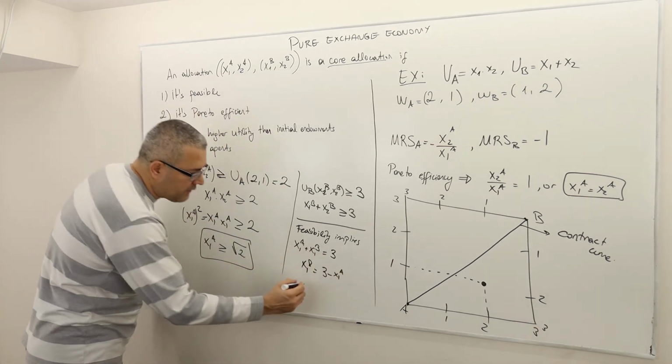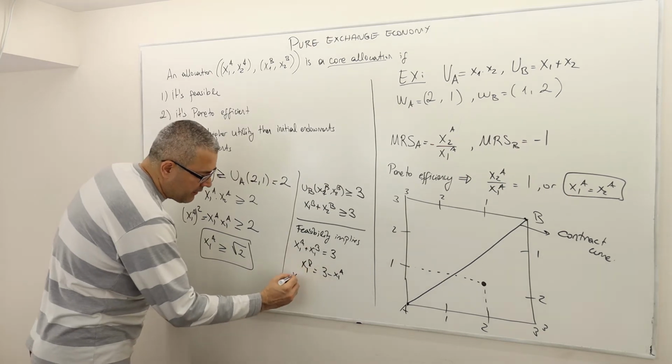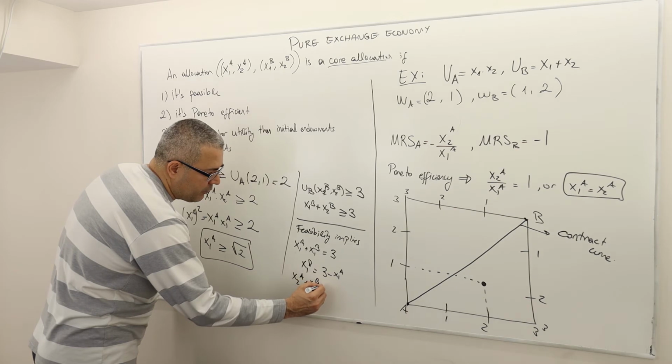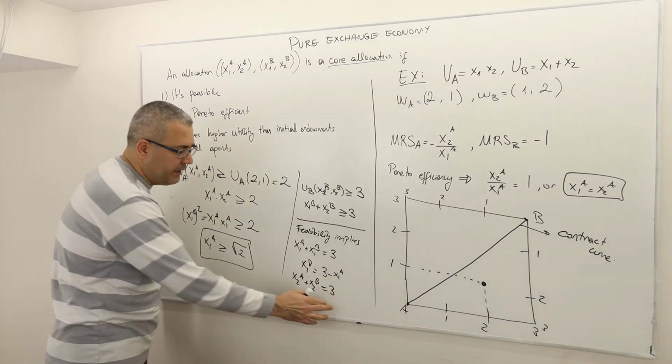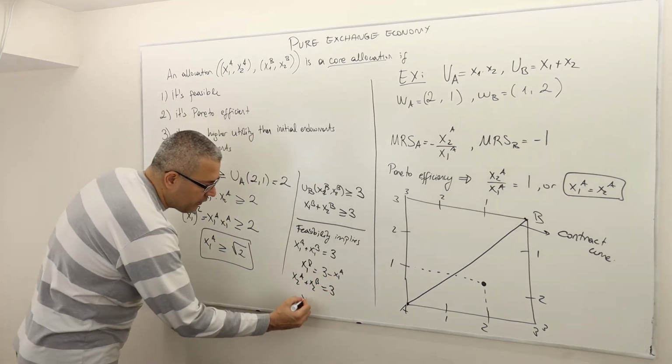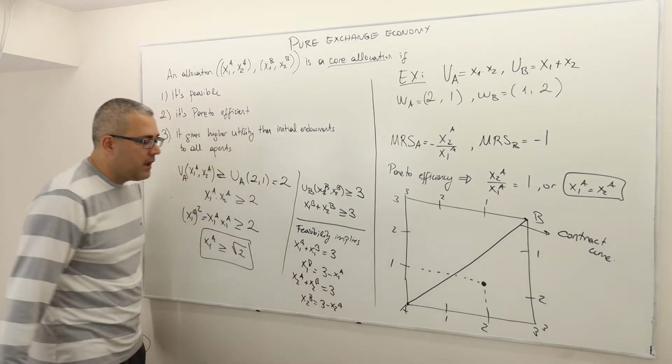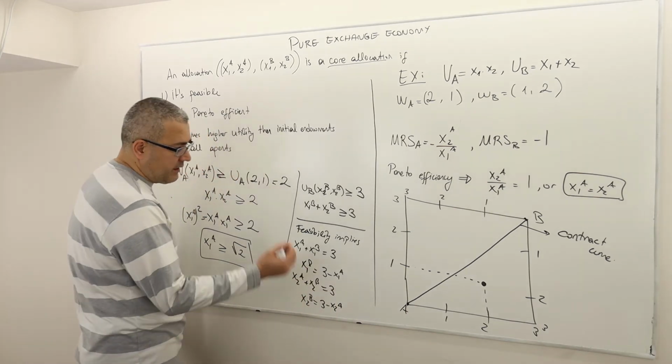The same thing must be true for good 2. x2A plus x2B has to equal the total initial endowment, which is 3. So x2B is nothing but 3 minus x2A. So that means what then?